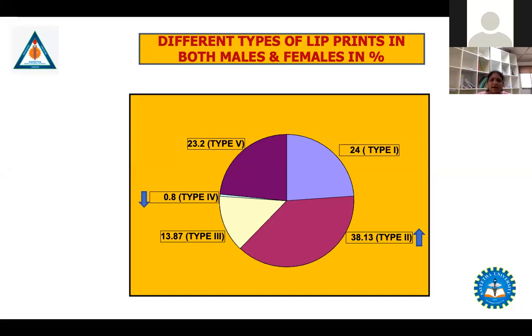Lip prints are unique. The characteristic patterns of lip prints in each compartment vary from individual to individual. But classifying and saying that one particular type is common in a particular ethnic population is not that acceptable.